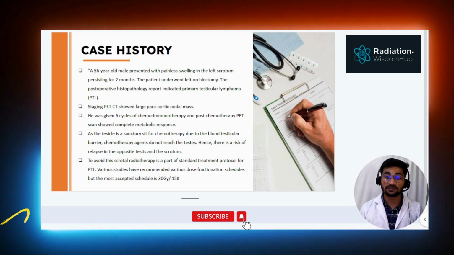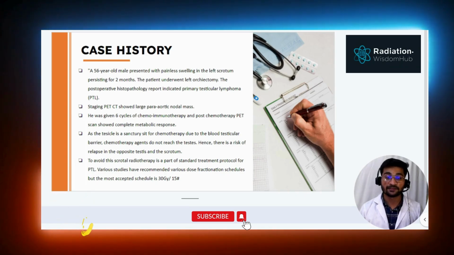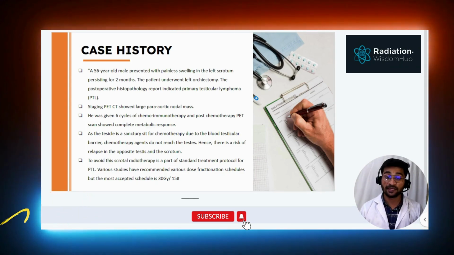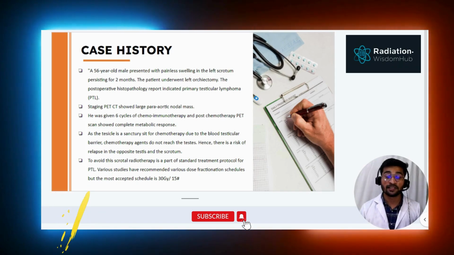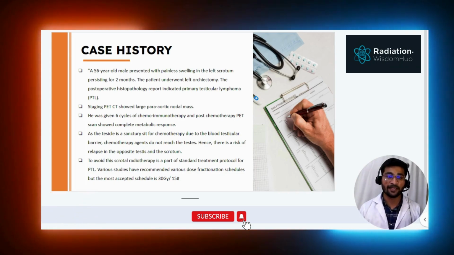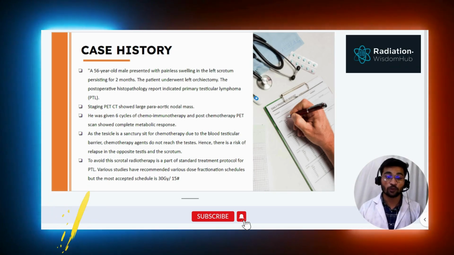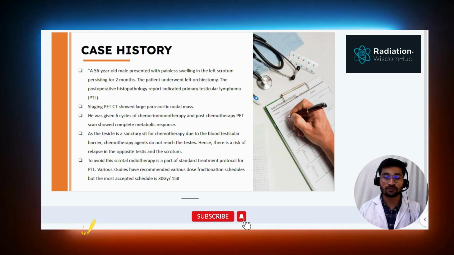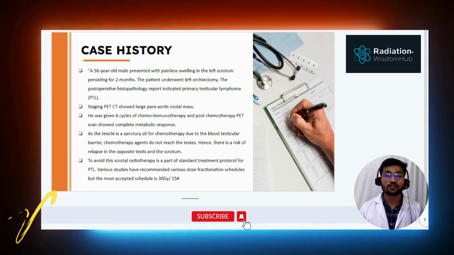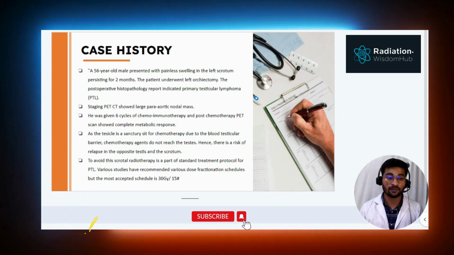The testicle acts as a sanctuary site for chemotherapy due to the blood testis barrier. The chemotherapy agents do not reach the testis, hence the risk of relapse in the opposite testis. So, a small overview of the blood testis barrier: what is the blood testis barrier? The blood testis barrier is like a protective wall that keeps harmful substances out of the testis, where sperm is produced. This barrier is important because the testis needs a safe environment to make healthy sperm.